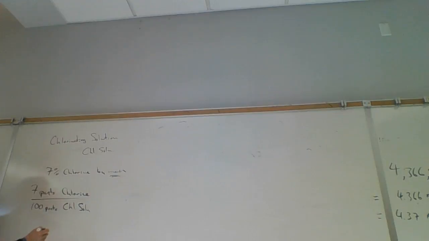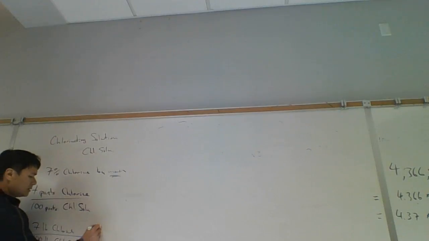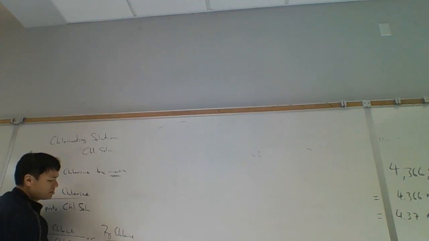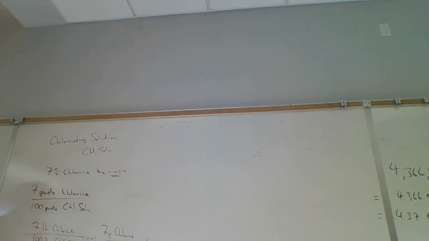If it's by mass, that means it could be 7 pounds of chlorine for every 100 pounds of chlorinating solution, or it could be 7 grams of chlorine per 100 grams of chlorinating solution, etc. We could use whatever we want here, but that's what a percentage is. It's parts per 100, and this is by mass, so we just need any mass unit, and it'll work out. It could be tons, 7 tons of chlorine for every 100 tons of chlorinating solution. Whatever we want.